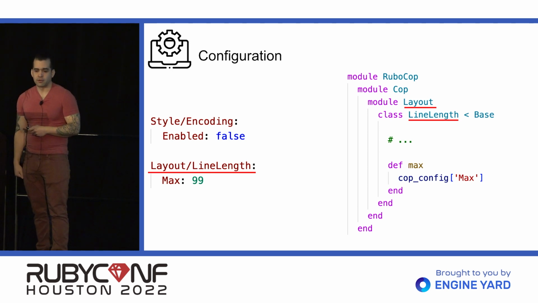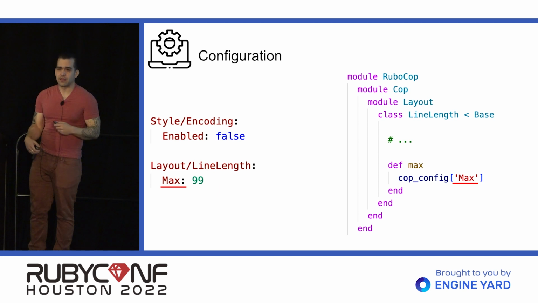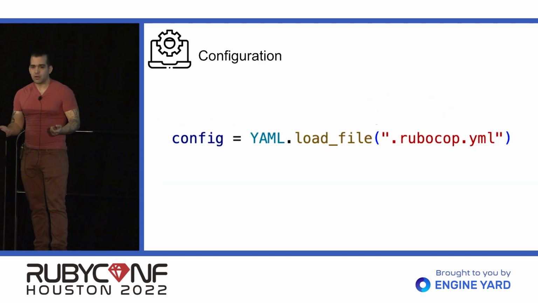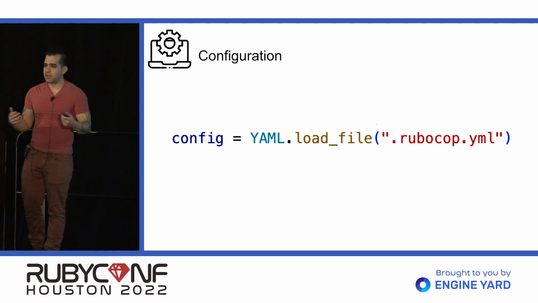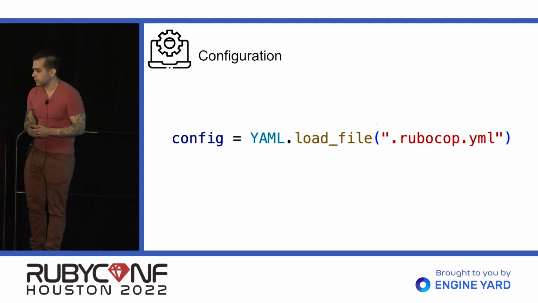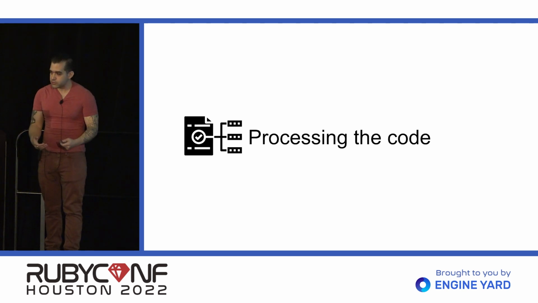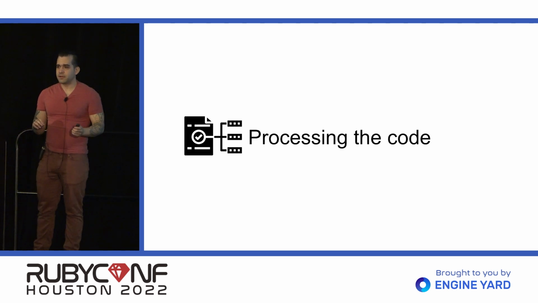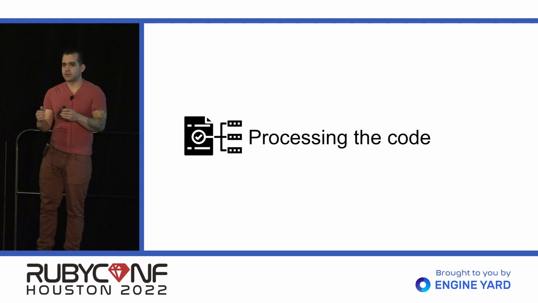You can also provide specific configuration for specific cops. You can nest the configuration based off the cop's name, and then that configuration is then available inside of the cop itself. Now that's pretty quick. At the end of the day, it's just all loaded with YAML, and then it is a hash inside the Ruby process. There's not too much fancy going on there. But this is where we get to the more interesting part of the whole process, processing the code. And this is a bit of a meta topic because we need to talk about code that understands code.